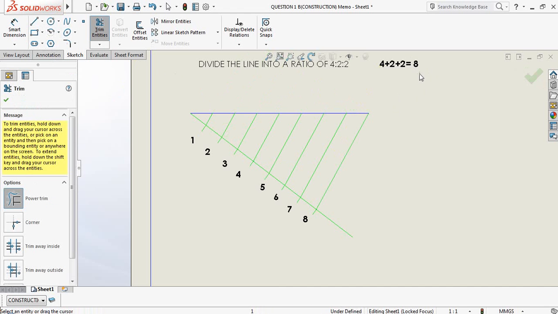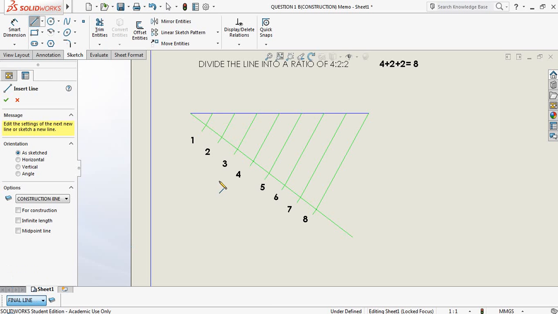Now that I've successfully divided my given line into 8, I still have not divided my line into a ratio of 4:2:2. If I look at it, I've got 8 separate intervals, and I'd like to find 4 intervals to start off with. 1, 2, 3, 4. I'm going to use my line tool to separate the 4 from the remainder of the intervals. 1, 2, 3, 4.